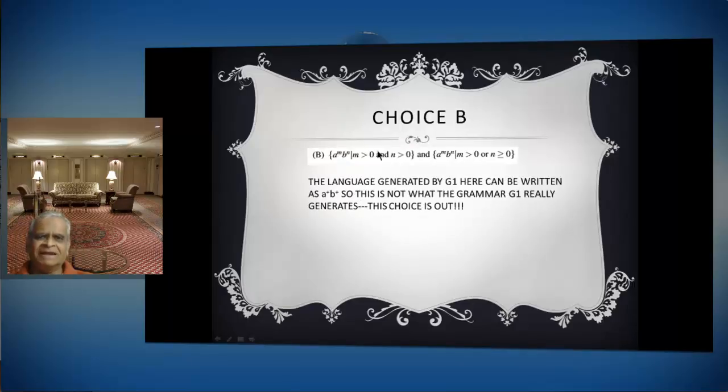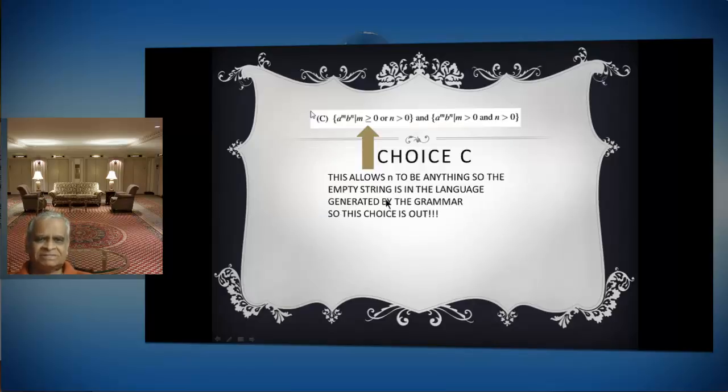Consider choice B. The language generated by this can be written as A plus B plus. M is greater than 1 and N is greater than 0. So A, B must both be compulsorily present. So we have A plus, B plus. It is not A star B plus. So it's not what G1 generates. This is a false choice.